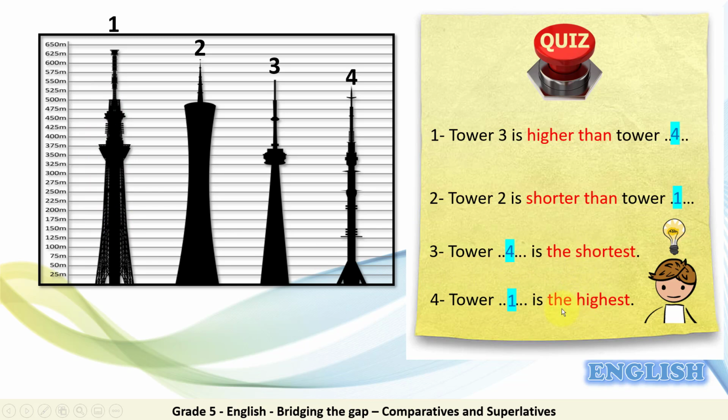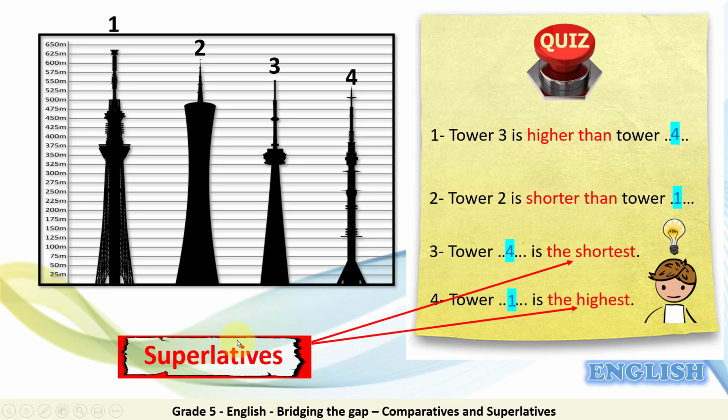Look, my friends, at the shortest and highest. These, my friends, are called superlatives. And we use them to compare between more than 2 things. Like in this example, number 3. We compare between tower 4 and all the remaining towers.